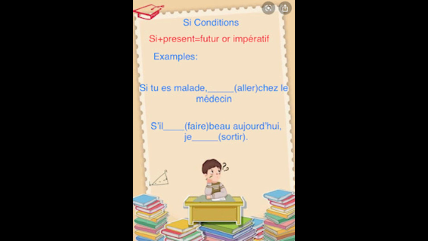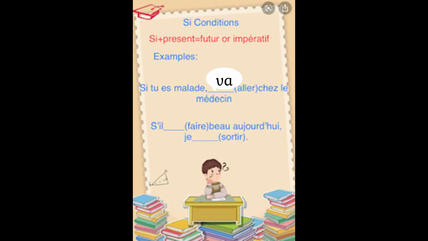The first example is si tu es malade, dash, chez le médecin, and the verb is aller. Now, we can see that the first part of the sentence contains tu es, that is the present tense, and the other part of the sentence does not have a subject. So, we have learned that si plus present is equal to imperative when no subject. Therefore, we will use the imperative tense, and it will be written as va.